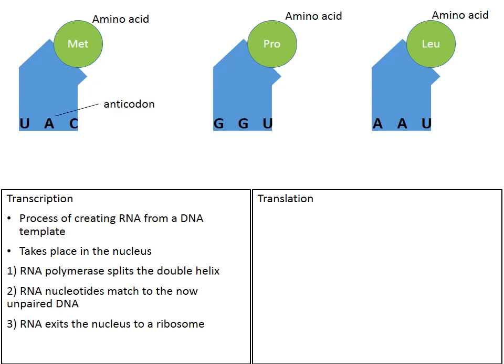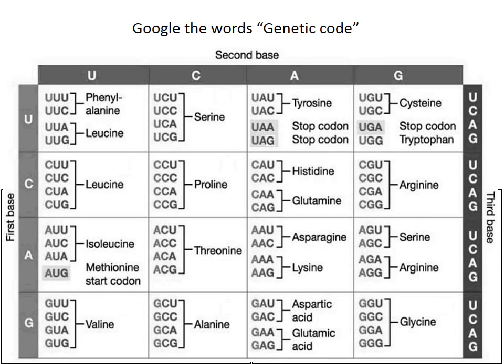Notice how there are 3 letters on the bottom of each of the blue tRNAs. These are called anticodons, and you're going to see why these are important in just a moment. But notice how the anticodon is a part of the blue tRNA. You know, a good idea might be to Google the words genetic code, because if you do, you'll get a picture that looks a lot like this.